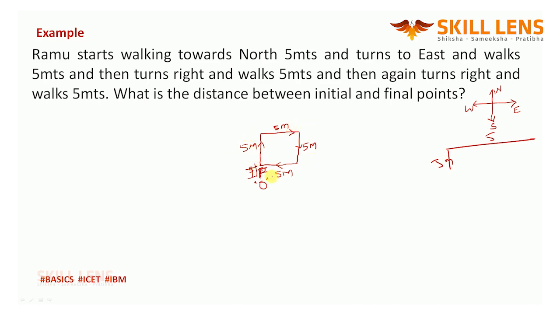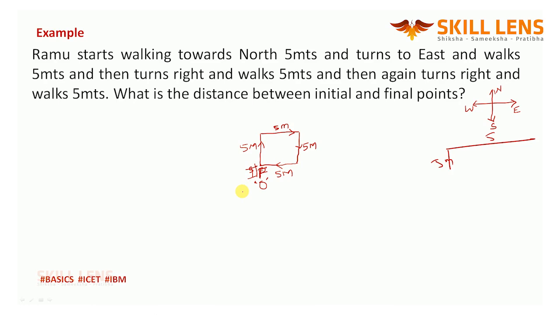Displacement is the total length. Okay, they are asking only about the final point, he reached the same point, which means the distance here is what? 0. Okay, the distance in this particular question is 0, that is the correct answer. Hope everybody understood this particular question.